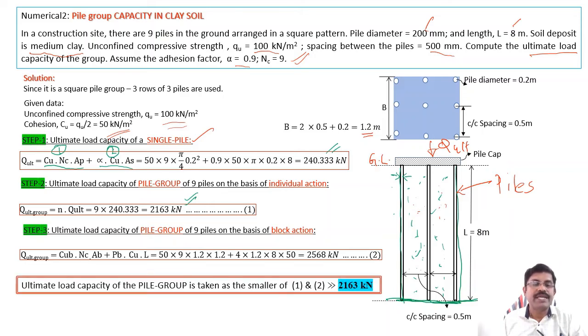The ultimate load carrying capacity of the pile group is taken as the smaller of these two values. Okay, so that is 2163 kilonewton. Okay, this is the answer.